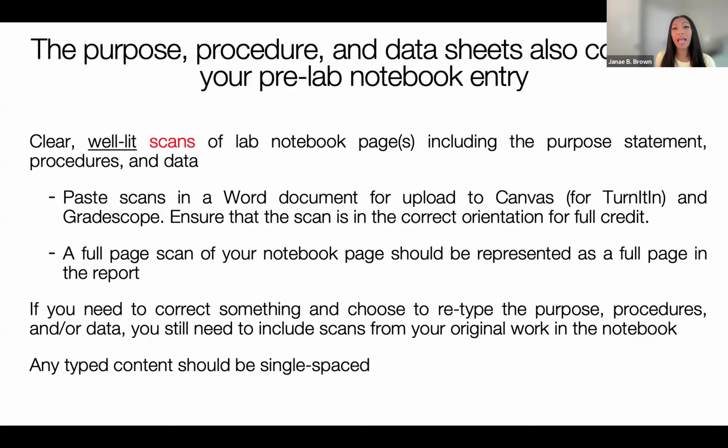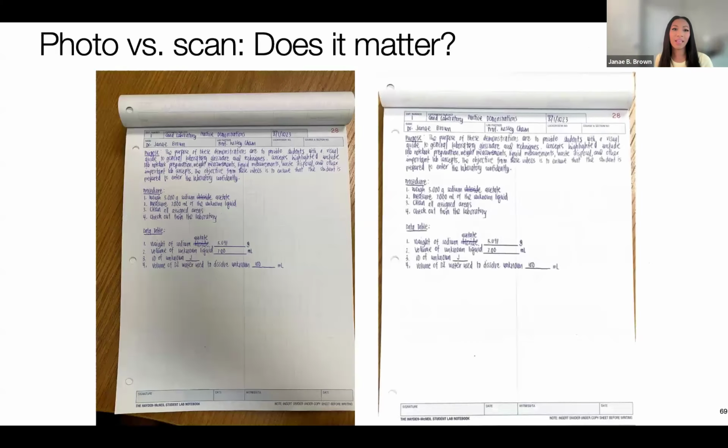And as a guideline, this will be repeated throughout this discussion, but any typed content I want to see as single spaced. It helps me to be able to see things as much as possible on a single page rather than on multiple different pages because you'll refer to data. And sometimes I want to make sure that the number that you have here is consistent with the data that you're talking about downstream. Now, sometimes students ask, is a photo really that bad for the lab reports?